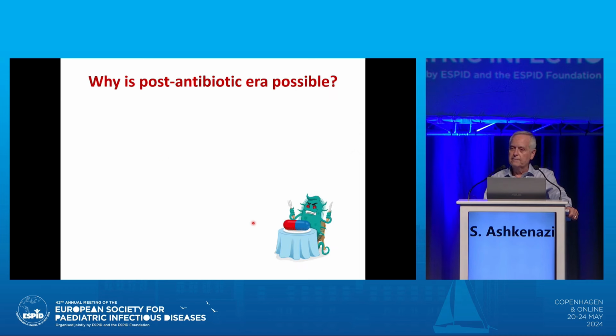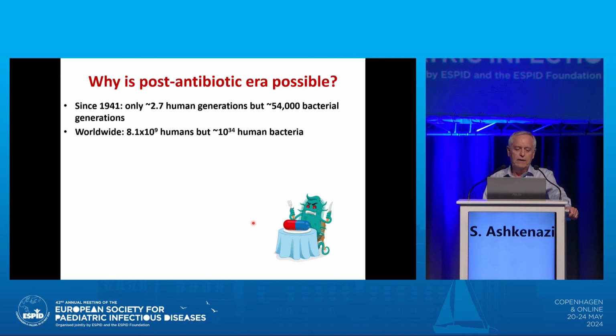Is it possible? Well, since 1941, there have been only 2.7 human generations, but about 54,000 bacterial generations, which is significant in terms of evolution. Worldwide, there are 8.1 billion humans, but about 10 to the 34 bacteria. And in our body, as we heard yesterday, we have about 10 to the 14 bacteria, 19% of our cells. And dear colleagues, what do we do in this ecosystem?